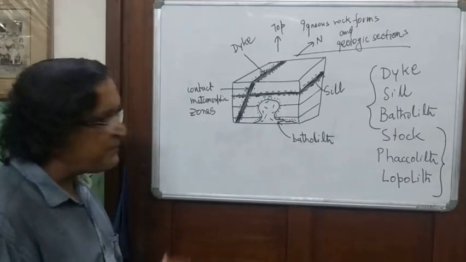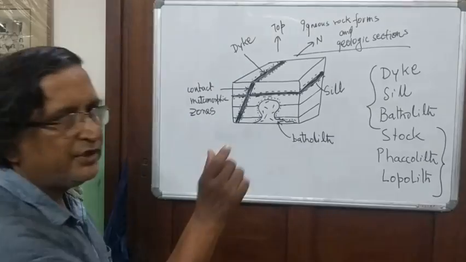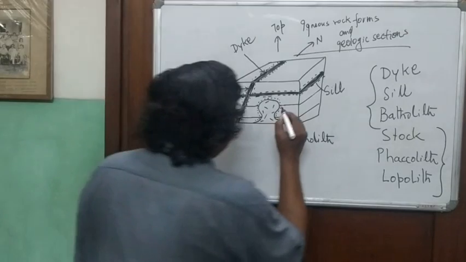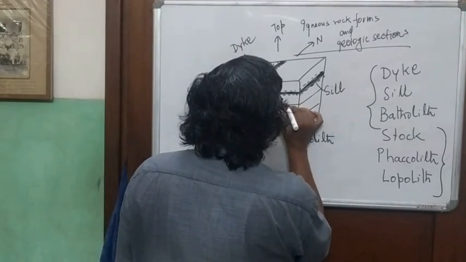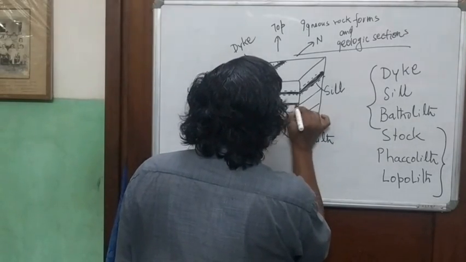Now, let me draw a small addition to this diagram. Say, for example, this was another rock.